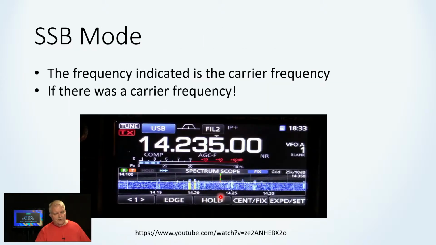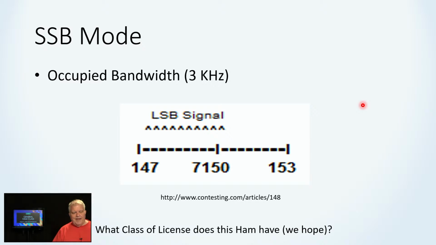So for single sideband, the frequency indicated on your radio is the carrier frequency if there was a carrier frequency. Here we are, 14235, that's in the 20 meter band. And we're in upper sideband, because remember the rule is 9 megahertz. Below 9 megahertz, we use by convention lower sideband, and above 9 megahertz, we use upper sideband. And we mentioned the occupied bandwidth is 3 kilohertz.